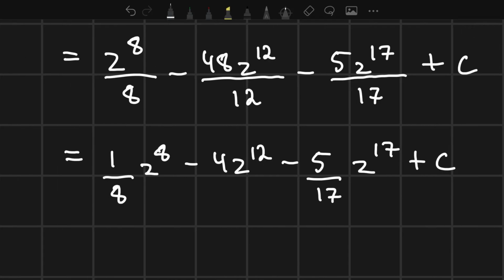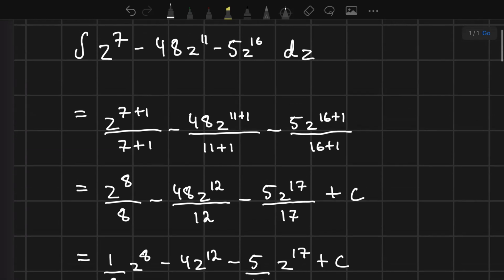So that's how you integrate this question. A very typical power rule question. You can see it on your tests, quizzes, or assignments. So yeah, that's how you integrate this question.